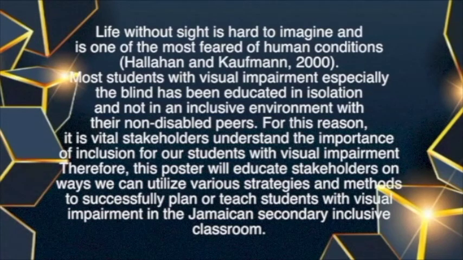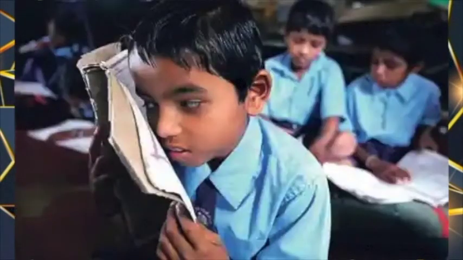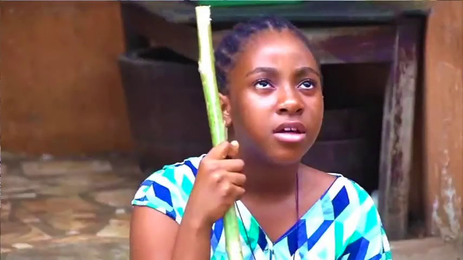For this reason, it is vital that stakeholders understand the importance of inclusion and provide equity and equality to individuals living with visual impairment. Therefore, the objective of this poster presentation is to educate stakeholders on visual impairment. It gives an overview of visual impairment and explains how to successfully plan or teach students with visual impairment in the Jamaican Secondary Inclusive Classroom.